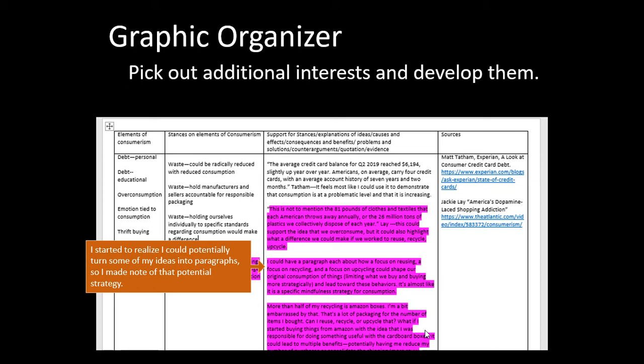And then as I was going along and writing, I started to realize that I could potentially turn some of my ideas into paragraphs. So I made note of that a potential paragraph strategy. It doesn't mean that I'm committed to having to write these paragraphs. What it means is, hey, I had this idea and it might work and I don't want to forget about this, so I'm going to make a note of it. So keep in mind when you write about ideas on this graphic organizer, you're collecting ideas, you're not committing yourself to them yet.